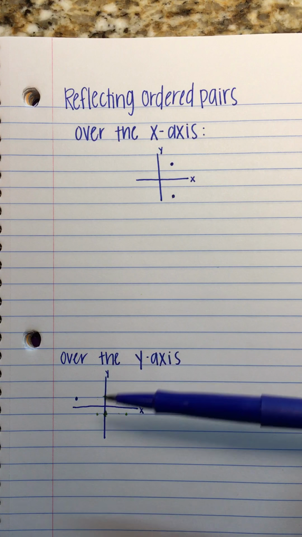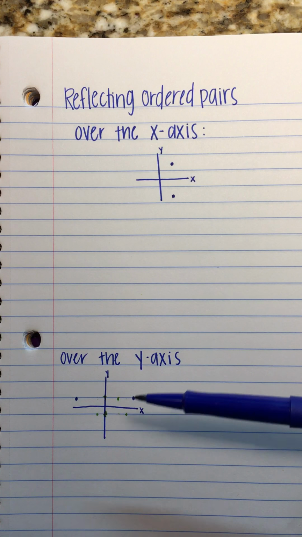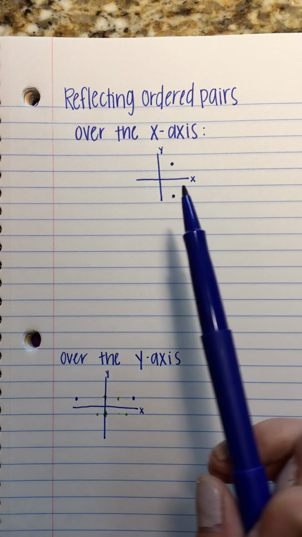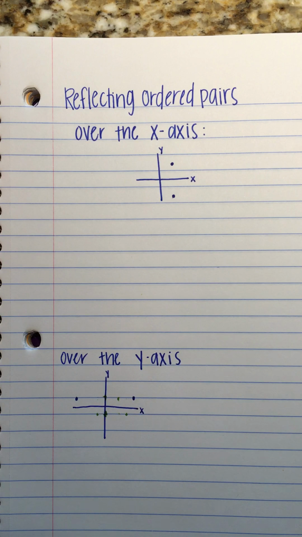Same for the y-axis, just look at the blue dots. I took like this point, reflected it over. Okay, so remember when you're reflecting, you're using some line as like your mirror or your line of symmetry. Okay, so let's talk about over the x-axis first.